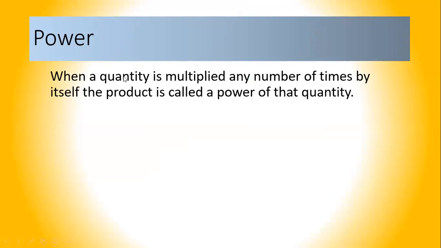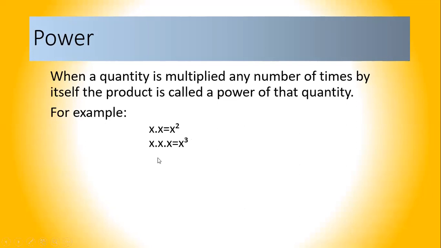Now what about the power? When a quantity is multiplied any number of times by itself, the product is called the power of that quantity. For example, here x multiplied with x is equal to x squared. This dot represents the multiplication. So x into x, when x is multiplied 2 times, this 2 becomes the power. For example, here x is multiplied 3 times. So, Ramla, 3 becomes its power. X power 3. That means x cube. Is it clear?